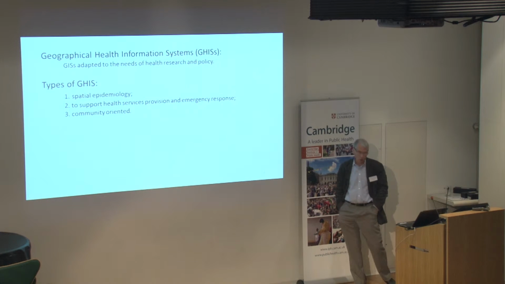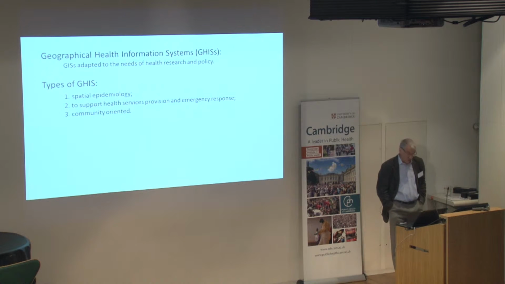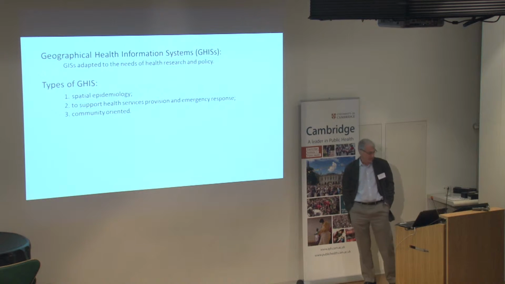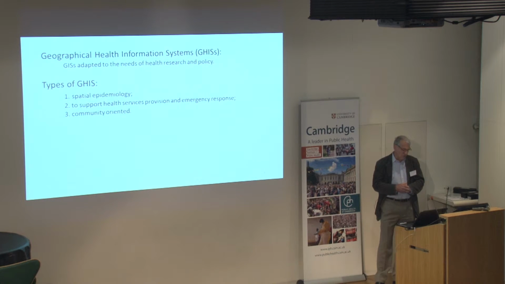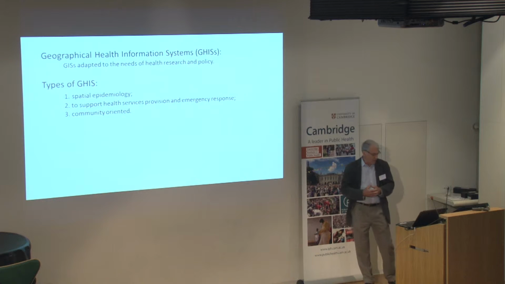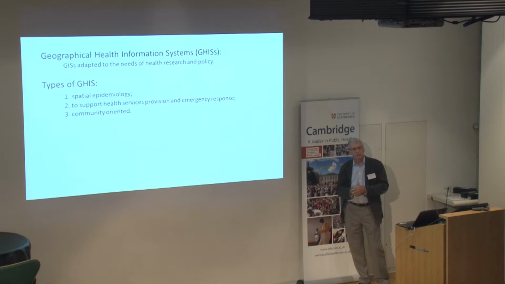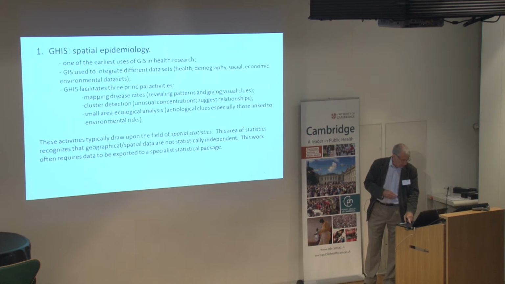Okay, which then brings me on quite quickly to geographical health information systems, which are simply GISs adapted to the needs of health research and health-related policy. And a very crude classification or categorization of GHISs is, as I've suggested here, spatial epidemiology, to support health service provision and emergency response. And the third, which is only really beginning to take off in the last few years, community-focused or community-based GIS, of which I will say a little bit at the end.